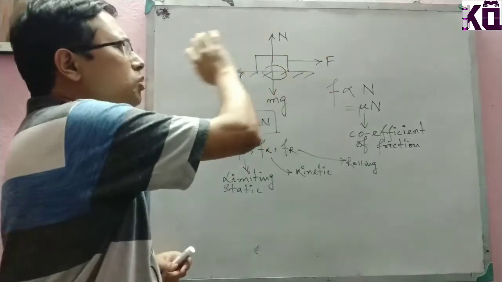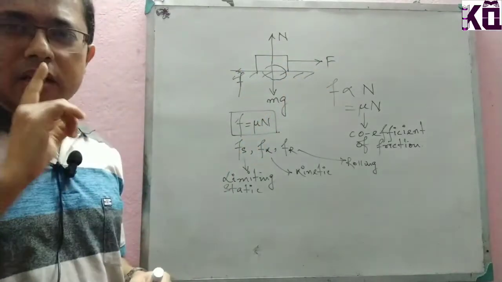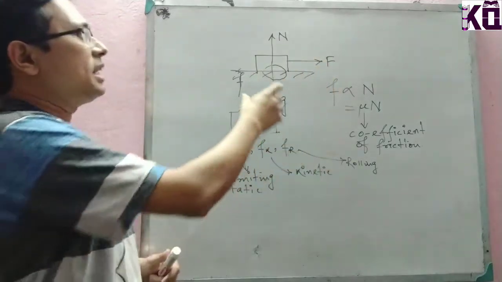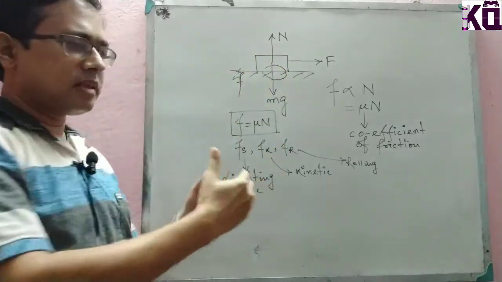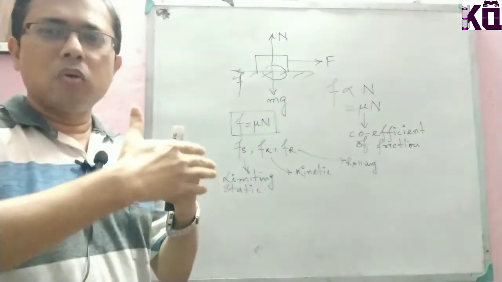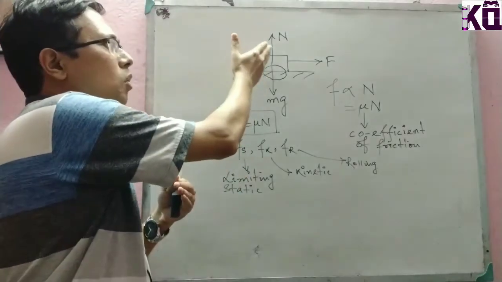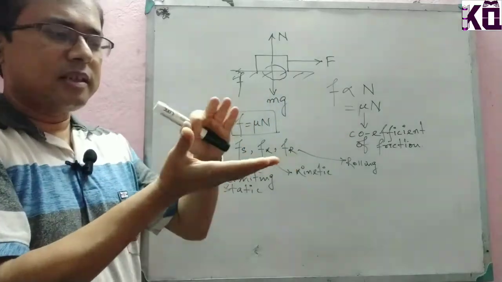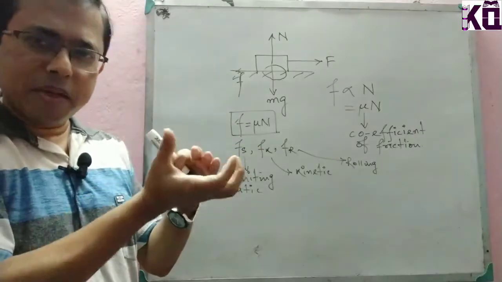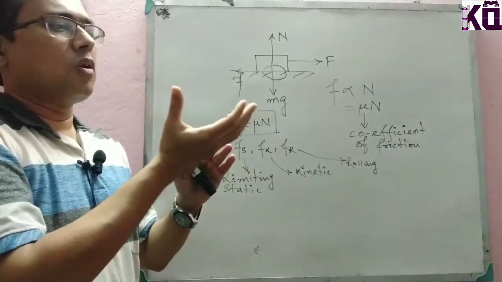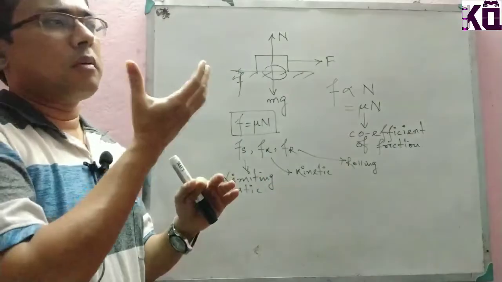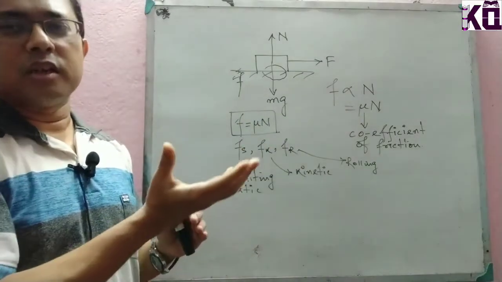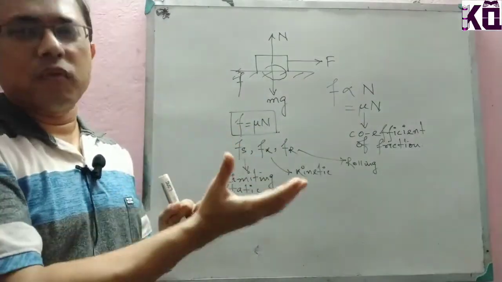initially it can't move. It will try to move in this direction, but it can't move unless and until this force is more than the limiting static friction. That means the limiting friction provided by the surface to resist the movement of the body. This is the limiting static value, the ultimate limit up to which the surface will try to keep the object totally at rest. That means this is the maximum amount of frictional force the surface can provide on the object.